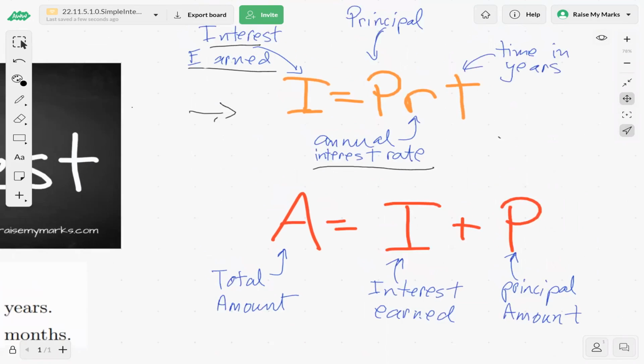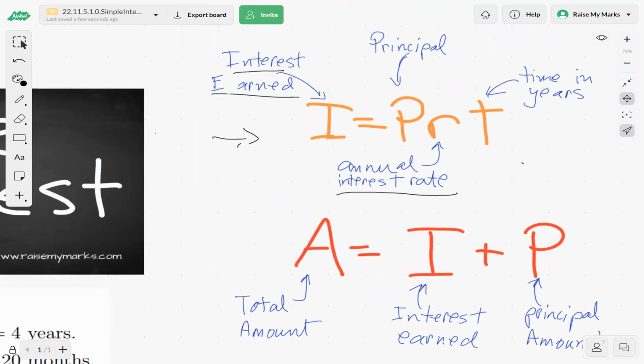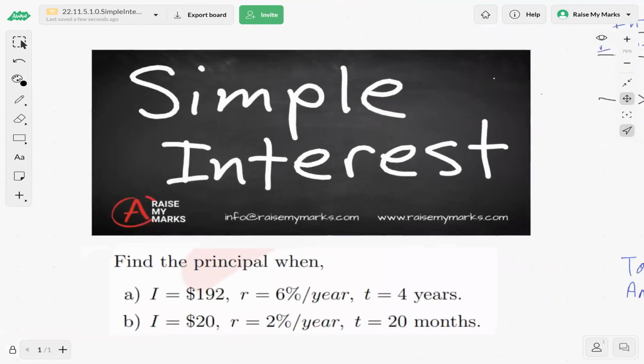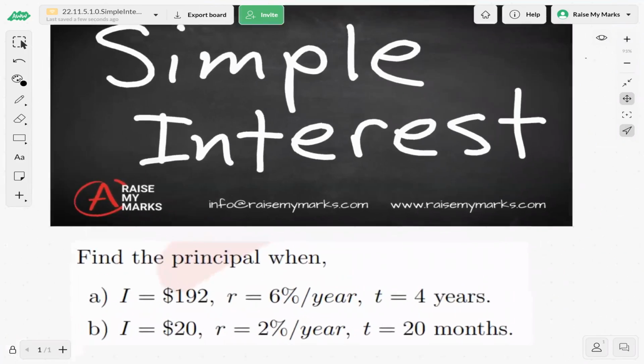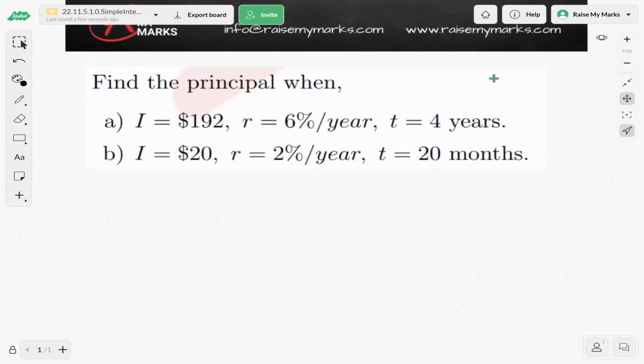So now that we have those two formulas, let's have a look at what questions we're being asked. All right, so simple interest. We're asked to find the principal when we're given an interest of $192. Our interest rate, that's what R is, is 6% per year. And whatever principal amount is put into this account for 4 years. So let's figure out what P is.